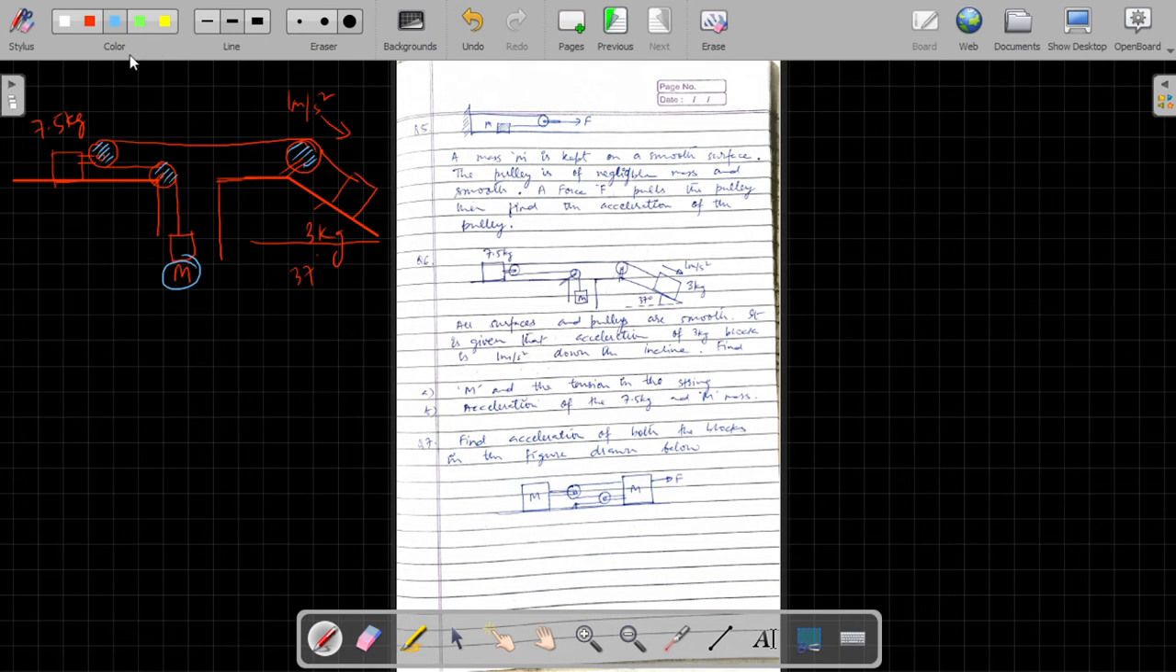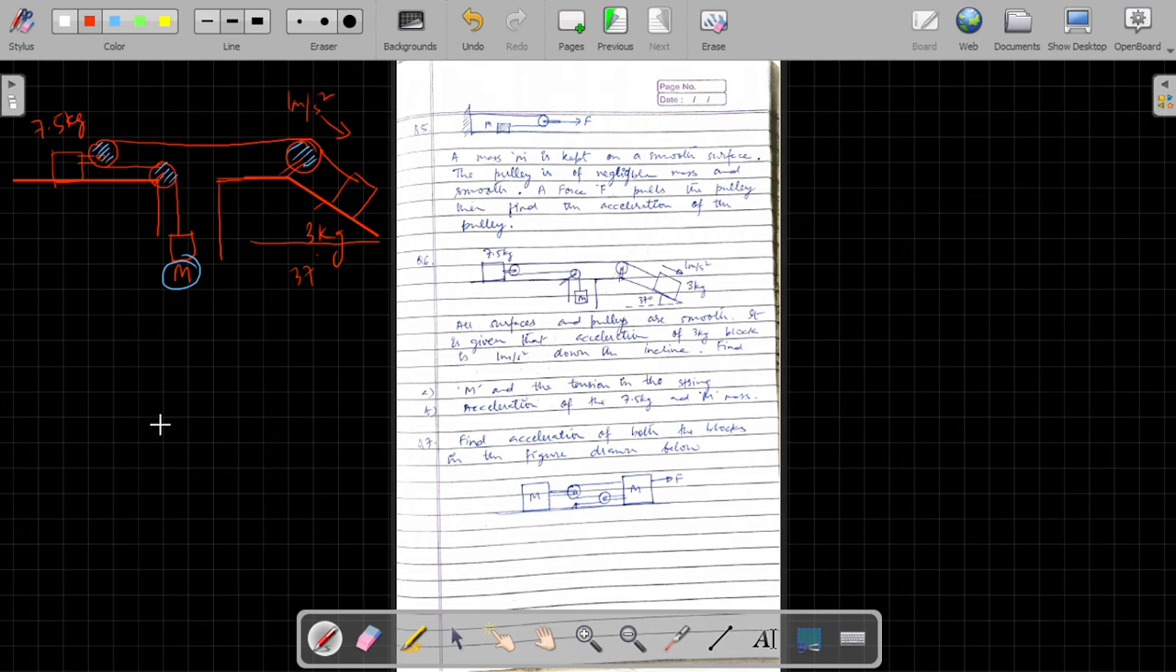All surfaces given in the system are smooth. The acceleration of the 3 kg block is 1 meter per second squared down the incline. Find mass M, the tension in the string, and the acceleration of the 7.5 kg mass and mass M. Okay, so I think we can evaluate the tension directly.